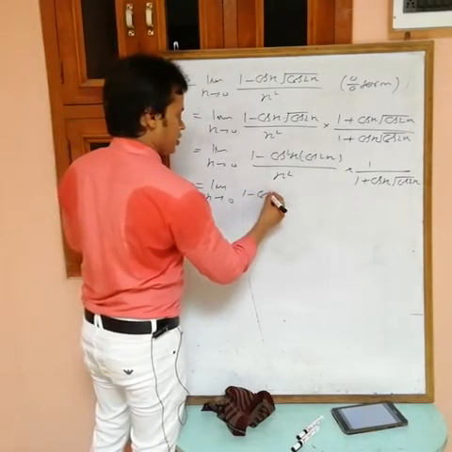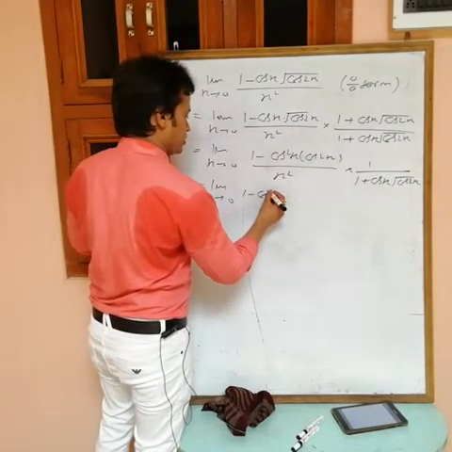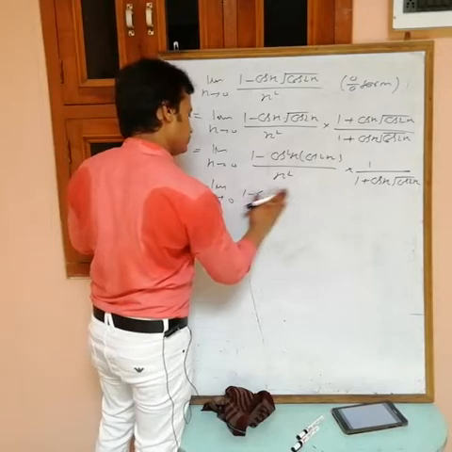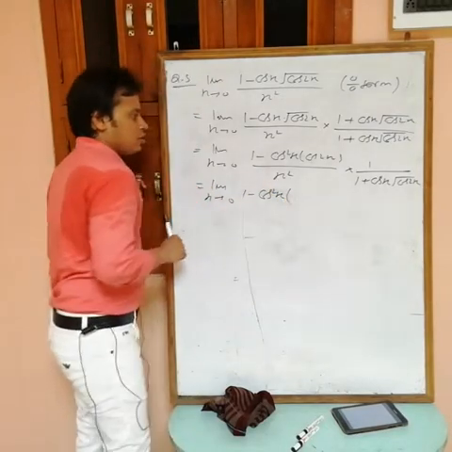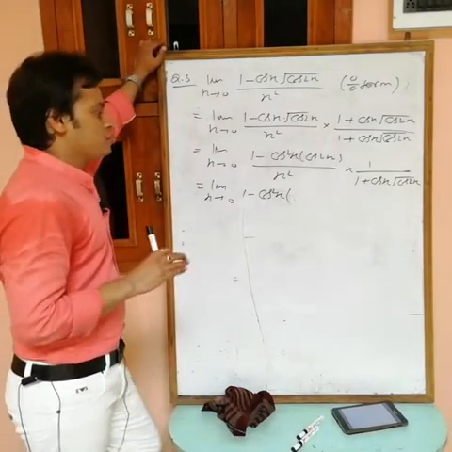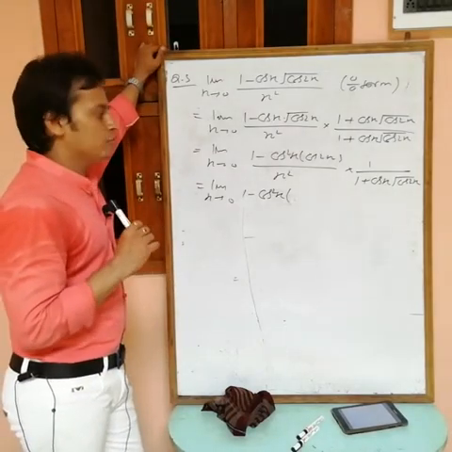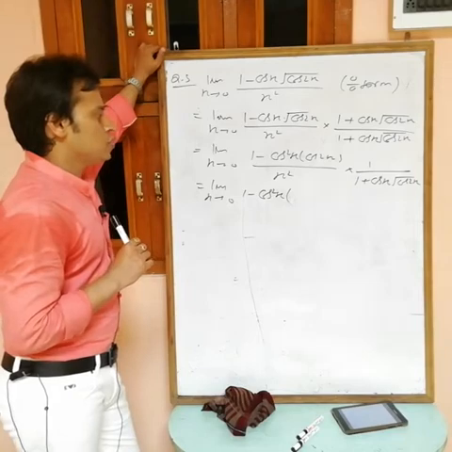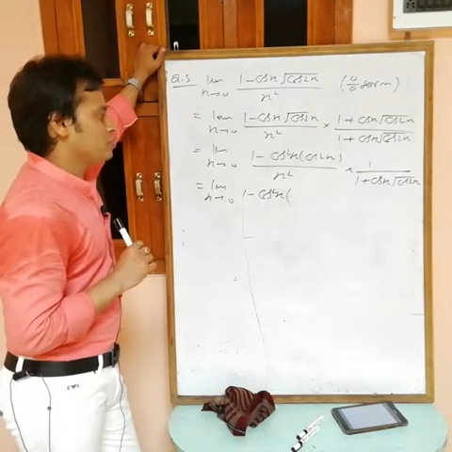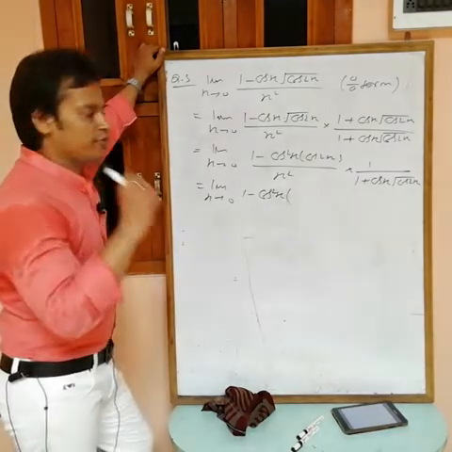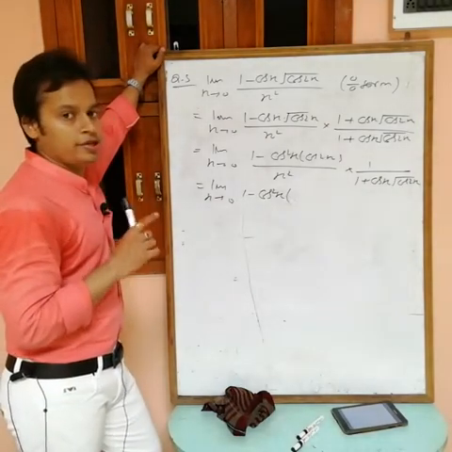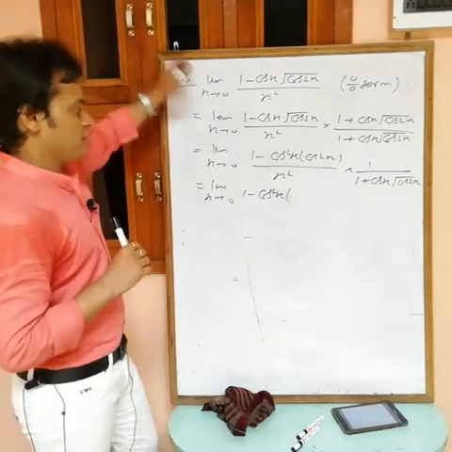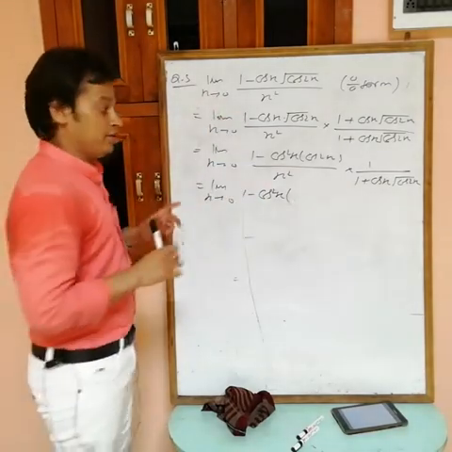Okay, now 1 minus cos square x cos 2x. Which formula do we have to use in place of cos 2x? 2 cos square x minus 1 or 1 minus 2 sin square x? 1 minus 2 sin square x. Why? Because if you use 1 minus 2 sin square x, at the end I can take common sin square, and sin square by x square becomes 1, the standard limit sin x by x.